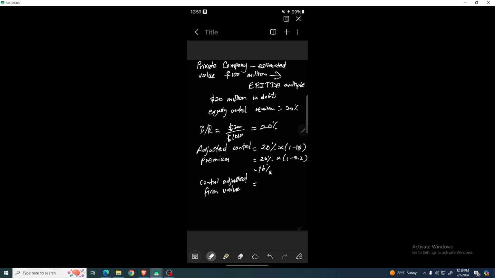control adjusted firm value is going to be the overall firm value, 100 million into 1 plus 16%. That's basically going to be 100 million into 1.16, that is 116 million. 116 million. So let's just focus on what we have discussed so far.